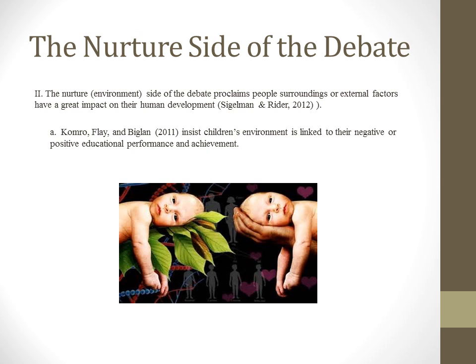According to Siegman and Ryder, nurture includes influences of the physical environment such as crowds, pollution, and other factors, as well as the social environment, for example, learning experiences, child rearing methods, peers, societal trends, and the cultural context in which a person develops. A strong believer in the nurture side of this debate would argue that human development can take many paths depending on the individual's experience over time. Many studies have shown that children's environment is also linked to their negative or positive educational performance and achievements as well.